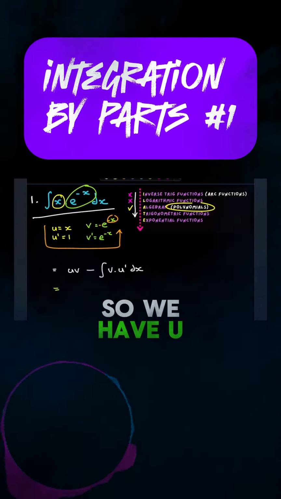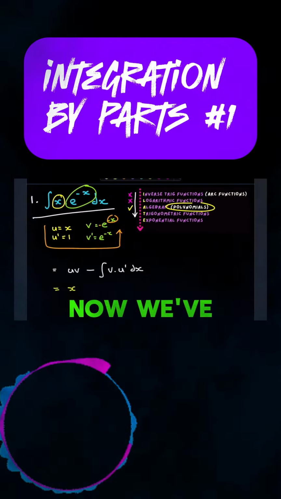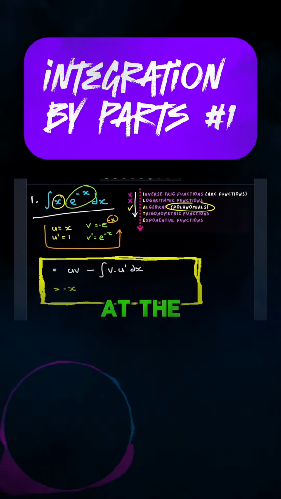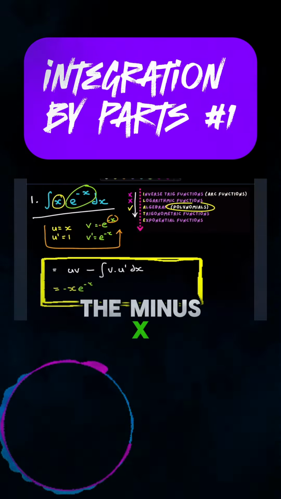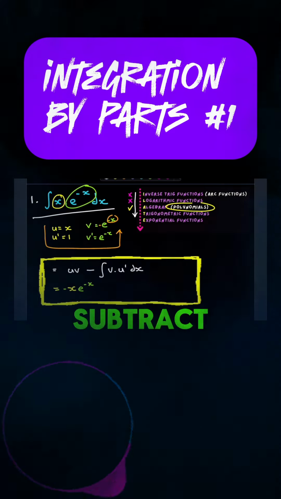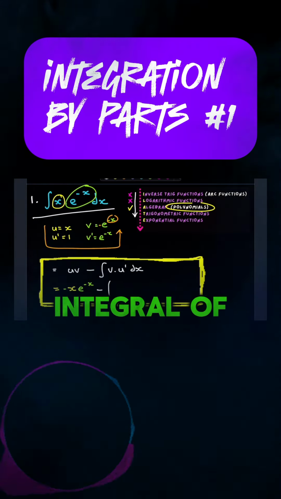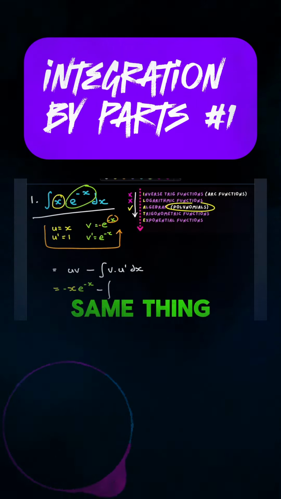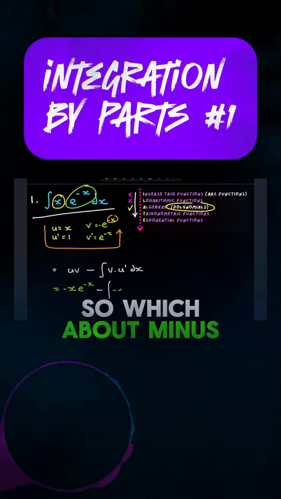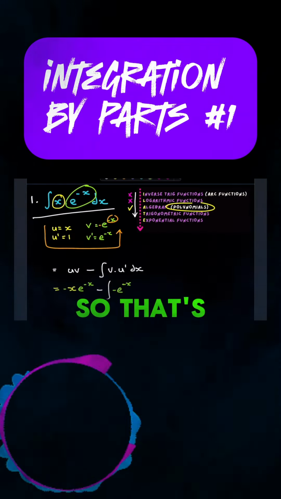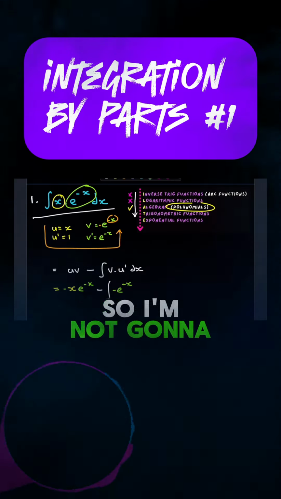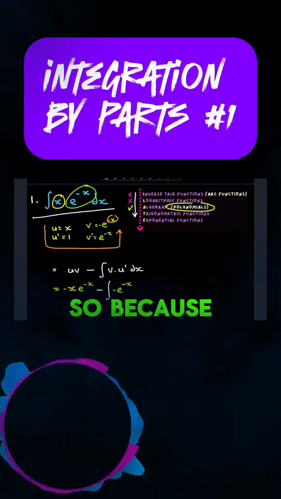So we have u, that's x. Now we've got v, which is minus e to the minus x. So let's put the minus at the front, and that's e to the minus x. And then we have subtract the integral of v, which is the same thing again. So that's minus, so we'll just put minus e to the minus x, so that's actually really a plus, times du by dx, which is just 1.